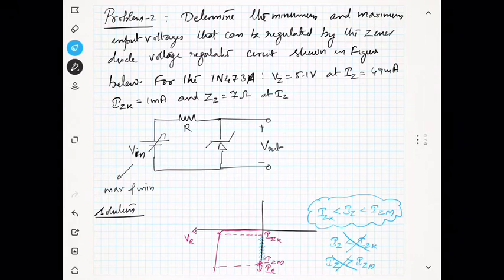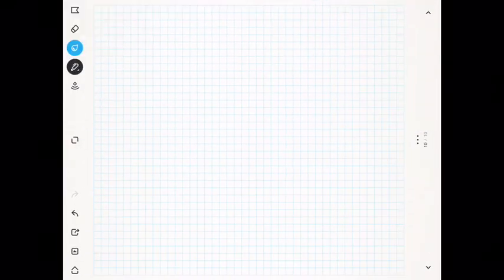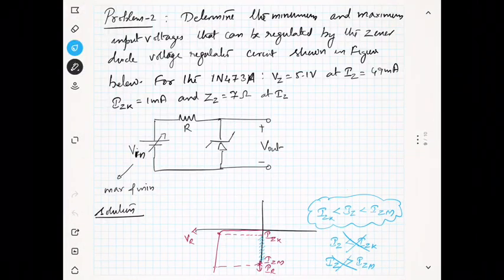If Iz becomes less than Izk, your Zener diode becomes off. If Iz becomes greater than Izm, your Zener diode will be damaged. So you don't want both. So you have to maintain the current. The resistance is also given, sorry, I forgot to write it. The resistance is 100 ohm.